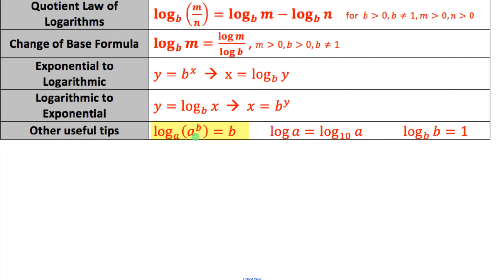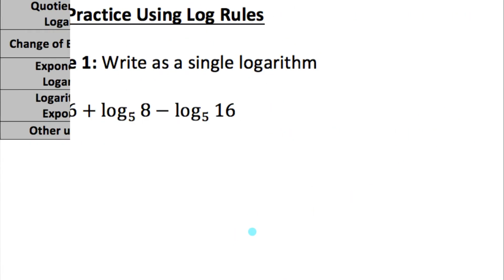If we have log base a of a to the b, the answer is just b. Know that if you don't see a base on a log, the base is 10. We call that the common logarithm. And log base b of b is 1. Why is that? Well, remember, a logarithm just wants to know what exponent do you put on the base to get the argument. So what exponent can you put on b to get b? 1. All right, let's get into some examples.